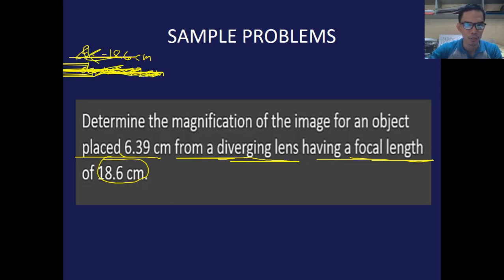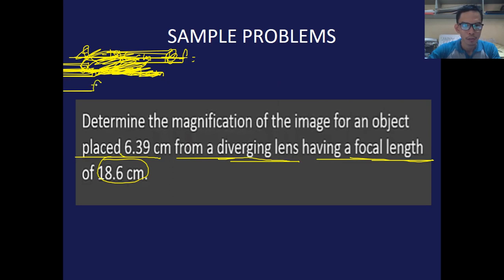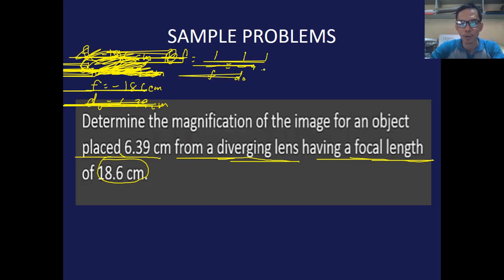Let me rewrite it so that you will be able to understand clearly. The focal length is negative 18.6 cm, and the distance of the object is 6.39 cm. The formula we are going to use is the computation for the distance of the image: 1 over d sub o plus 1 over d sub i.